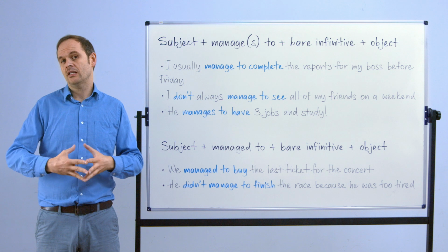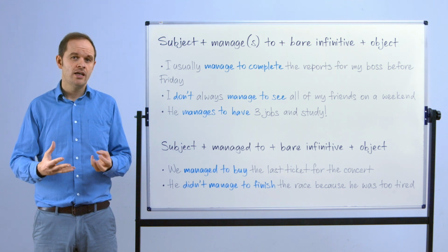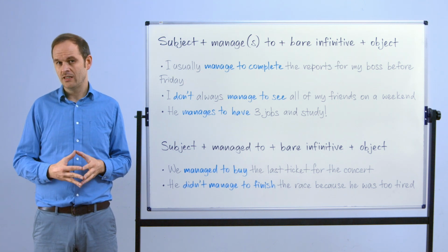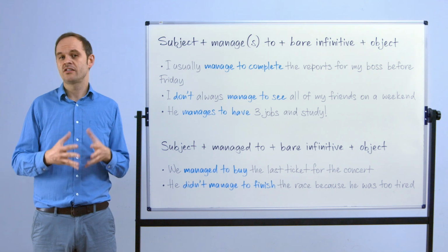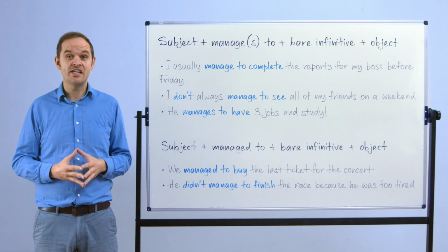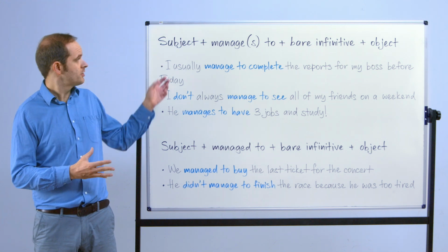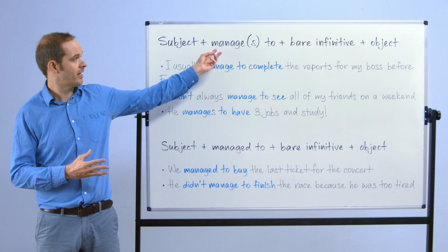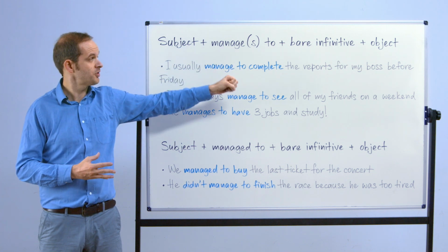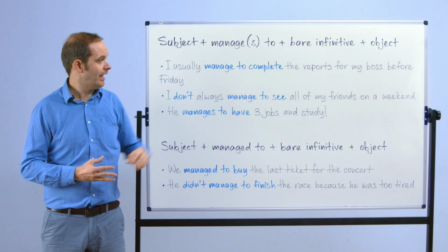Now what we're going to look at is a way of expressing ability in terms of describing the difficulty, specifically tasks that are difficult for us, but we succeeded anyway. And we use manage to in these situations. So, subject with manage or manages to in the third person, with bare infinitive and an object.